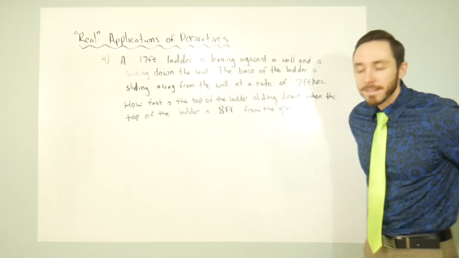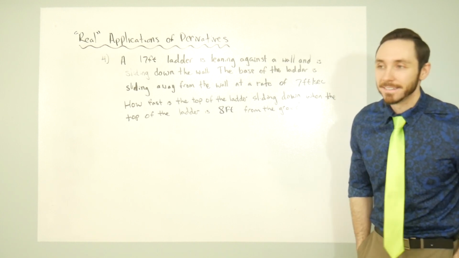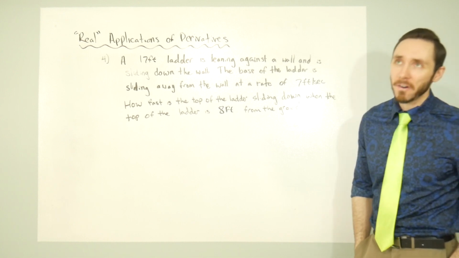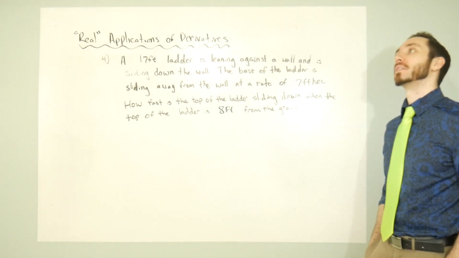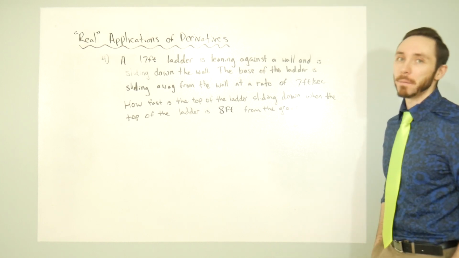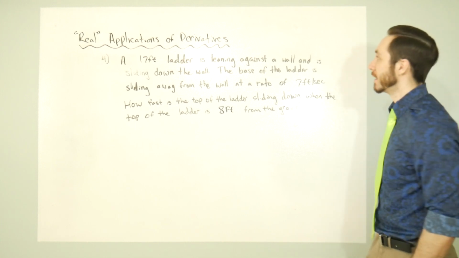Next one on the agenda is a classic. It's a sliding ladder. And maybe to you that's not a classic, but to a calculus teacher this is certainly a classic. Almost every calculus teacher should talk about the sliding ladder as a related rate problem. It's probable that you did if you're watching this video. Anyway, 17-foot tall ladder.